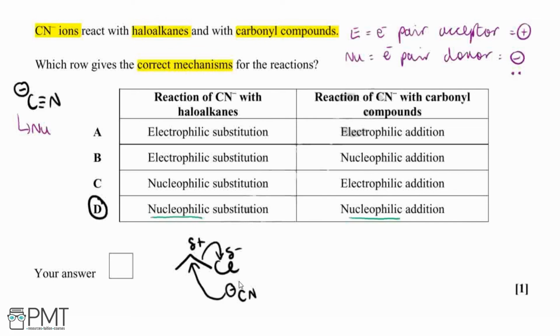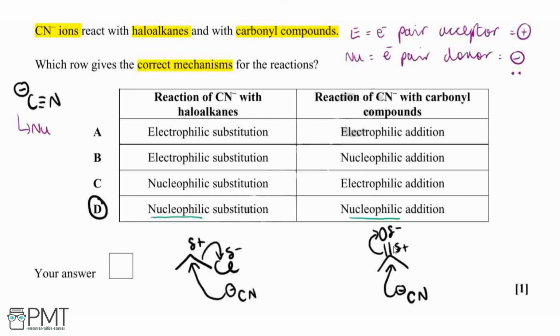So let's now have a look at our carbonyl compound reaction. So I'm just drawing propanone here as an example, and we've got differences in electronegativity again because the oxygen's more electronegative than the carbon, so we can draw in a dipole. So now our cyanide ion is again going to be attracted to that positive carbon centre.